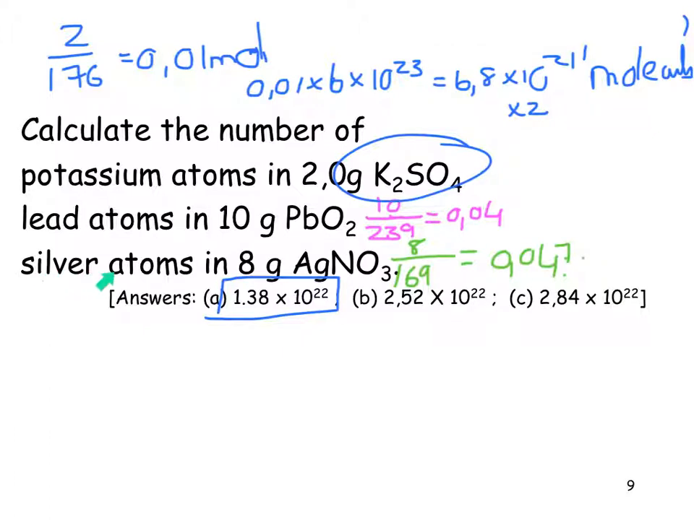And finally, silver atoms, you've got 8 grams, 8 divided by 169, 107 plus 14 plus 48, and you land up with 0.047 and so on. Keep the digits in the calculator, multiply by 6.02 times 10 to the 23, and it turns out again for every 1 silver nitrate there is only 1 silver, and you land up with 2.84 times 10 to the 22.